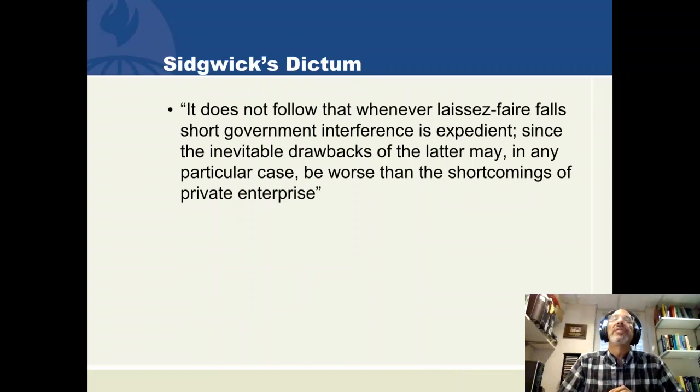Sidgwick is famous for saying that it does not follow that whenever laissez-faire falls short, government intervention is expedient, since the inevitable drawbacks of the latter may, in any particular case, be worse than the shortcomings of private enterprise. Government interference may have drawbacks too. All right, so we've covered the first welfare theorem. It says that if we were able to achieve a free market equilibrium, we're going to have Pareto optimality.